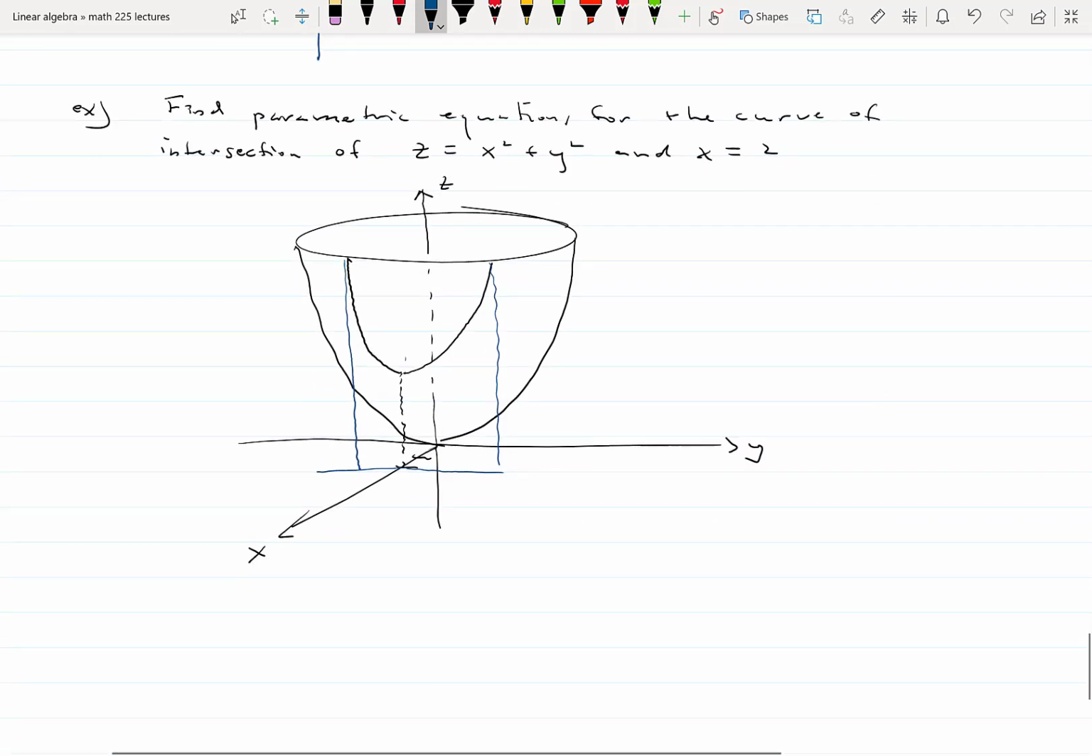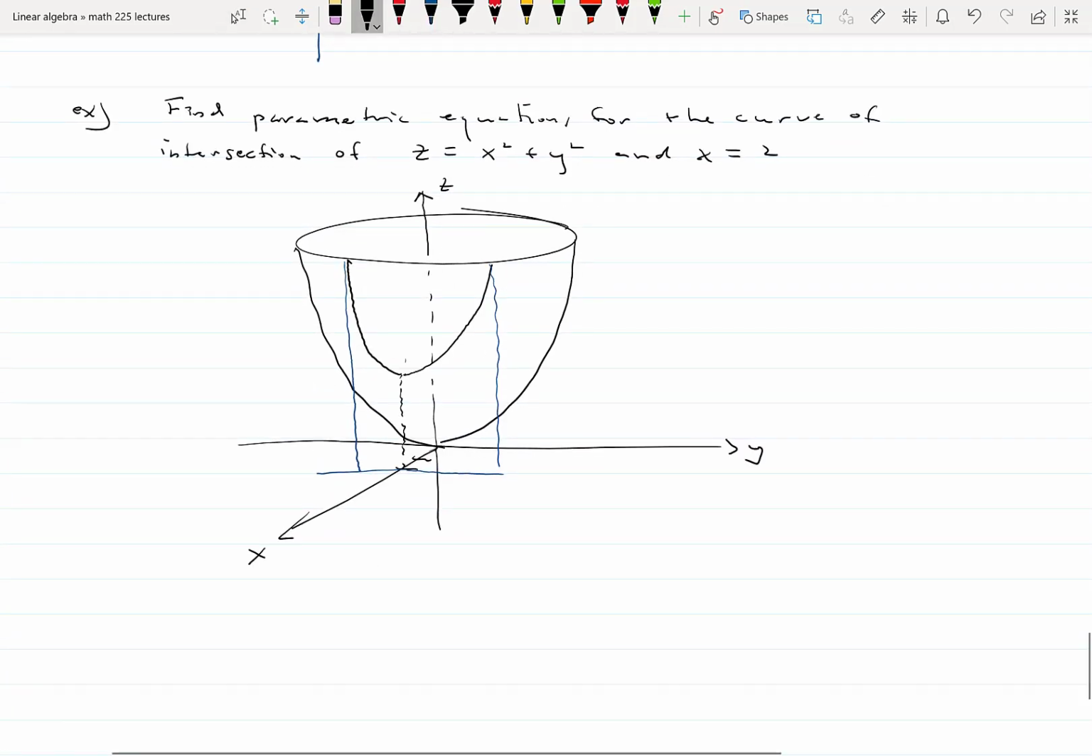How can you know that for sure? Well, how do you find the intersection of 2 surfaces? You stuff the equations of one into the other. So if I let x equal 2, I get z equals 4 plus y squared. That's the equation of a parabola that opens up in the YZ plane. Of course, we're not in the YZ plane. We're 2 units in front of it. This is a parabola.